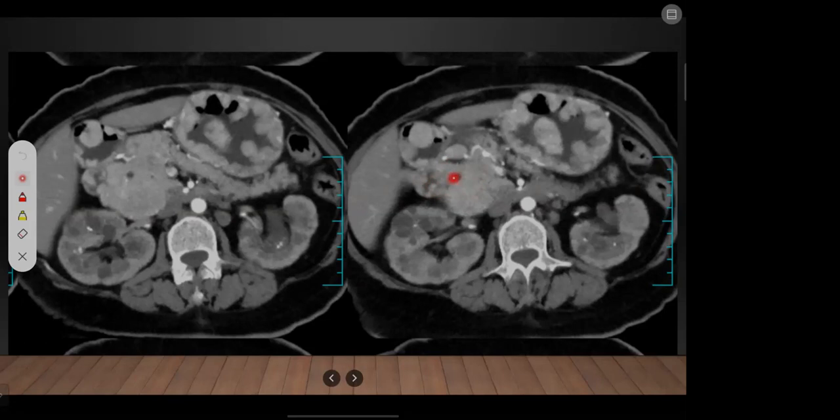Okay, so we'll come to it one by one. You told the enhancement is similar to the pancreas. Suppose it is enhancing less than the pancreas, what will be your diagnosis? If it enhances more than the rest of the pancreas, what are all the possibilities?